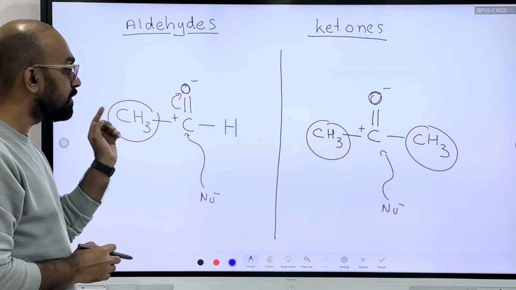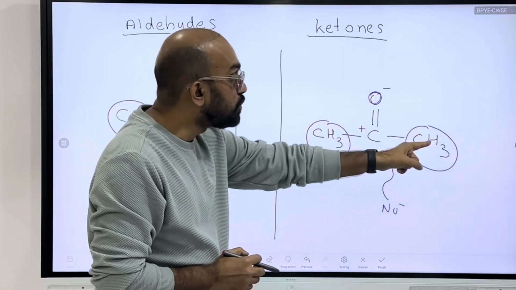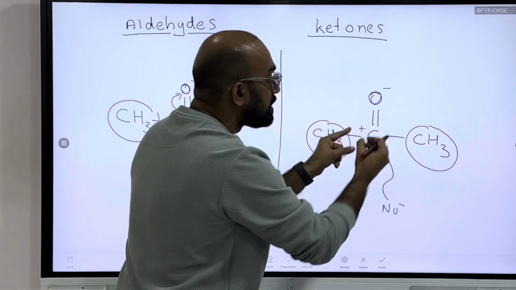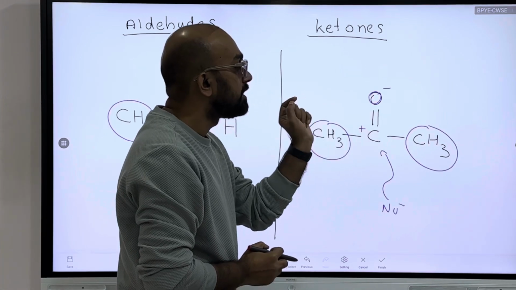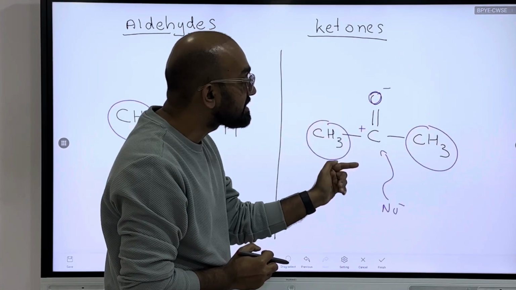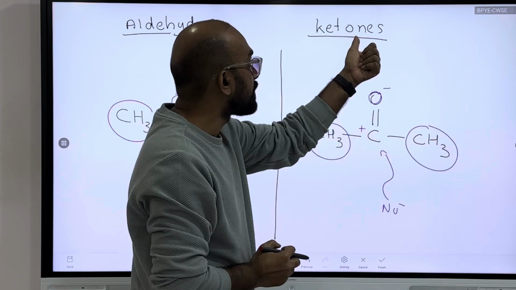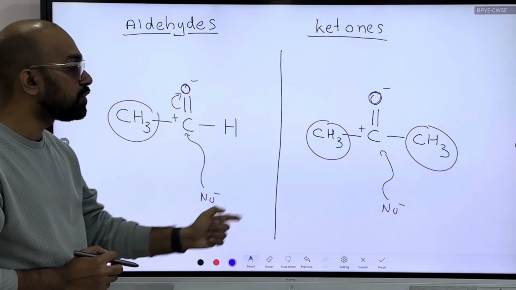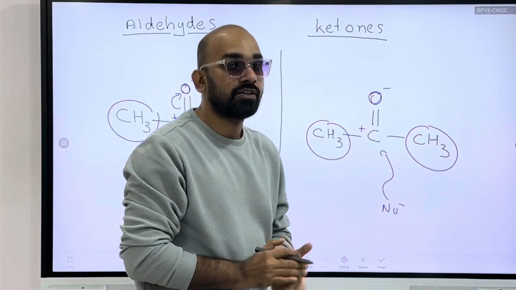Now, how many groups here? Only one group. And here two groups are pumping negative charge towards the carbon, right? So what happened to the positive charge? The positive charge decreases to a higher extent for ketone than aldehyde. Why? Because only one electron releasing group here and two electron releasing groups here.